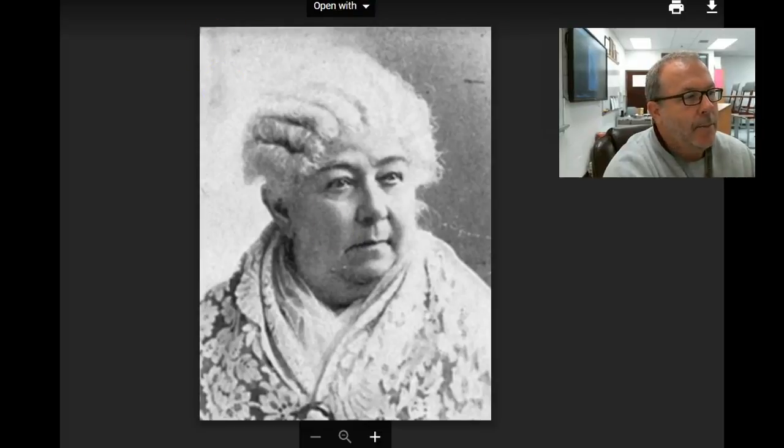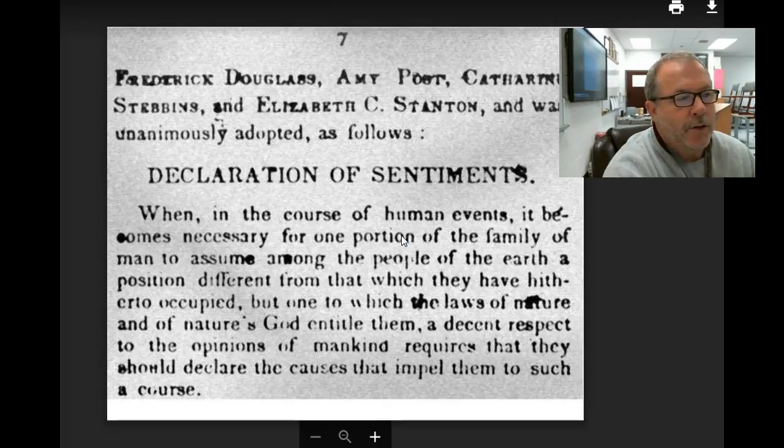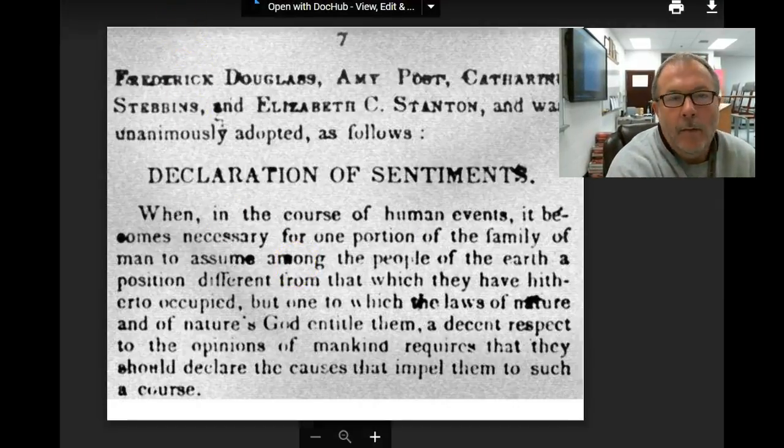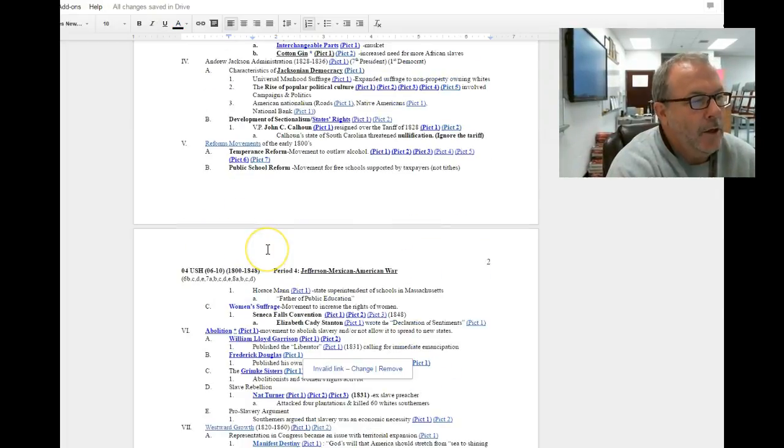Elizabeth Cady Stanton wrote a document called the Declaration of Sentiments. The Declaration of Sentiments was written very similar to the Declaration of Independence. In fact, she copied a lot of the words, for instance, that Jefferson used: when in the course of human events it becomes necessary. The difference between the Declaration of Sentiments and the Declaration of Independence is that where Jefferson was attacking the king, Elizabeth Cady Stanton is going to be attacking the unfairness that men had brought upon women. This concludes Unit 4, Period 4, Section 5, Reform Movements.